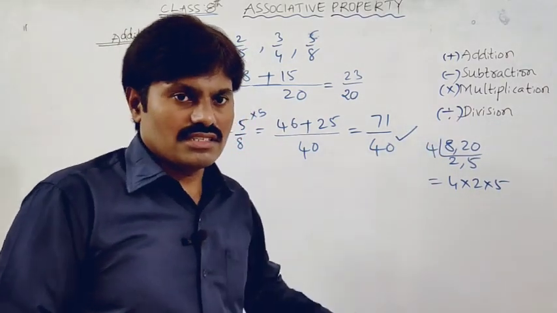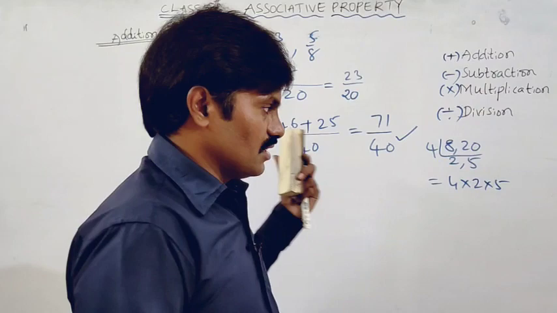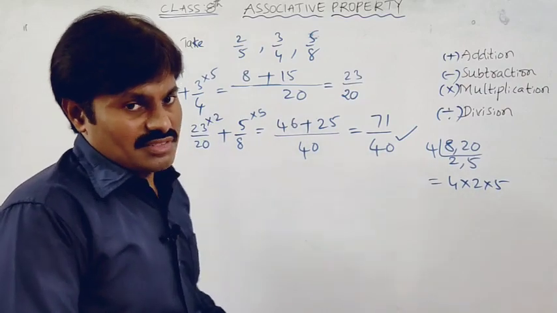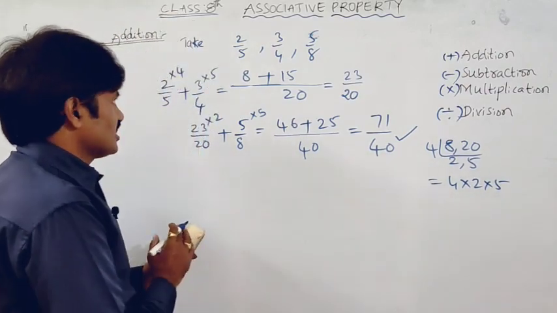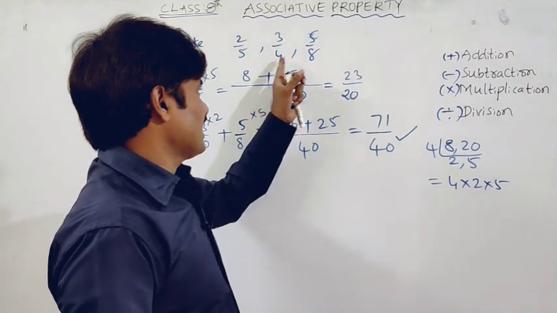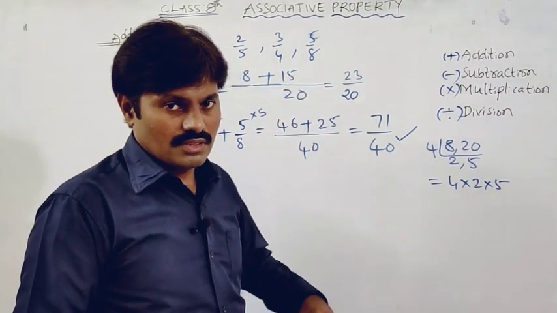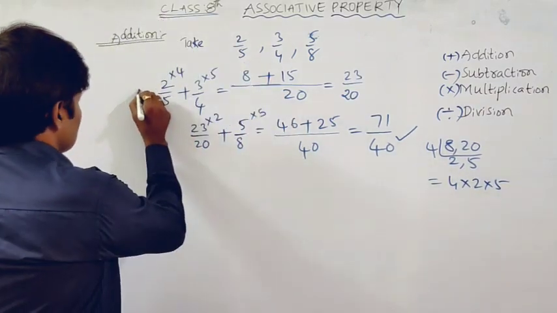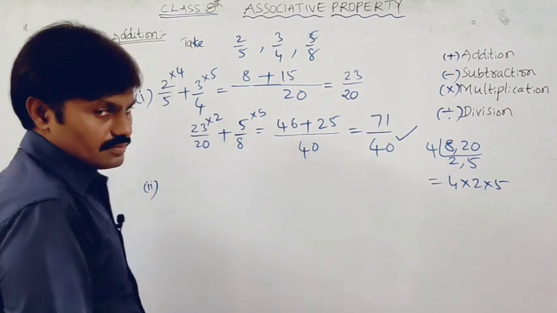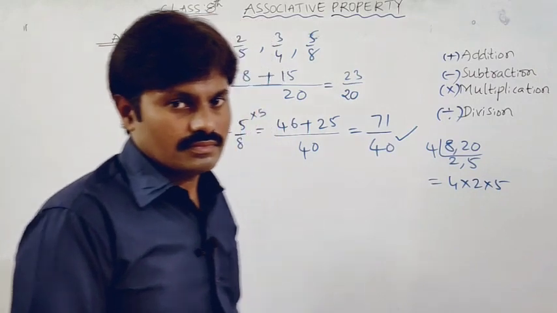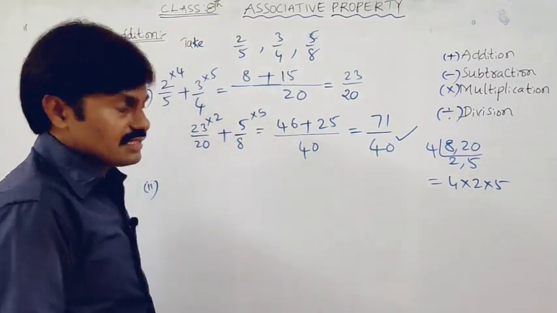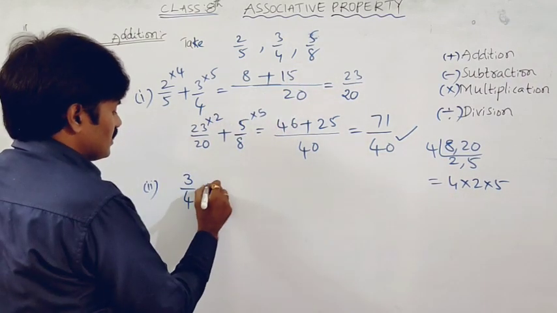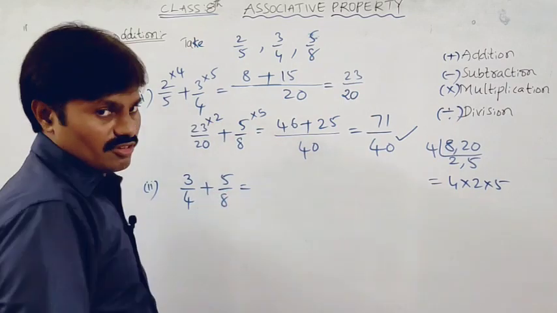Okay, let it be. This is one method, one way of adding these three rational numbers. The other way of adding these three rational numbers is that now I am going to add the second and third rational numbers, and to that result I am going to add the first number. So in this second case, the second and third numbers are 3/4 and 5/8. These two rational numbers I am going to add.